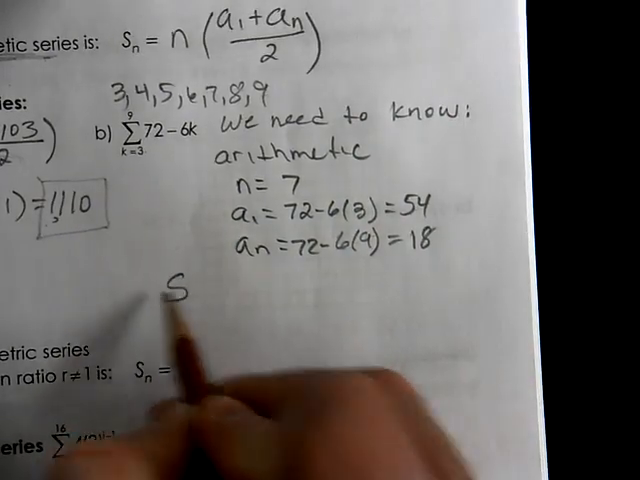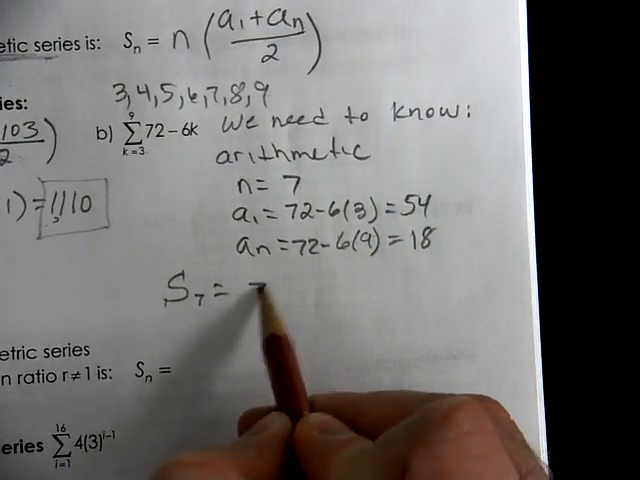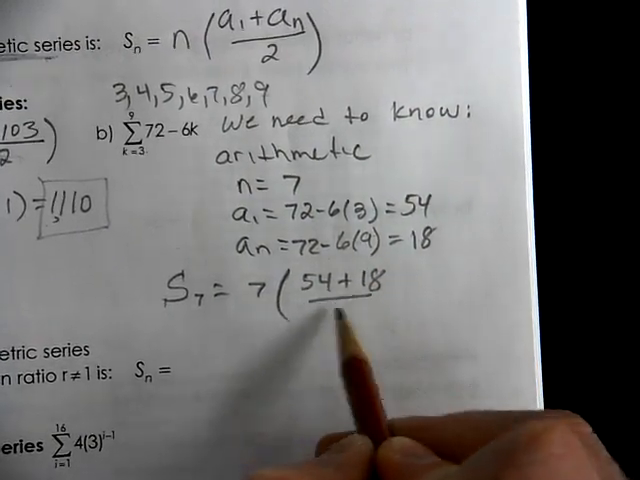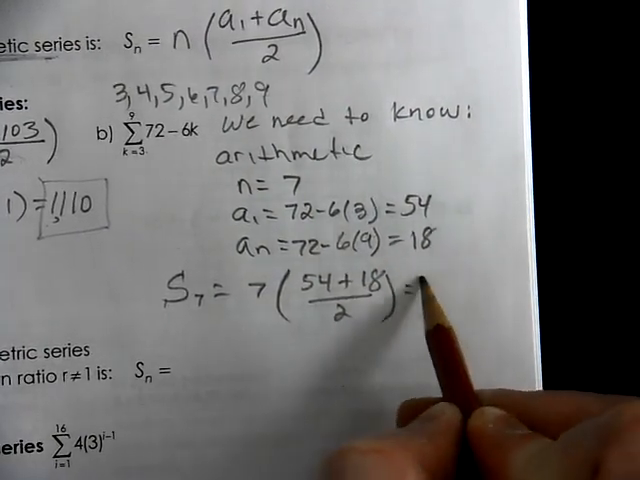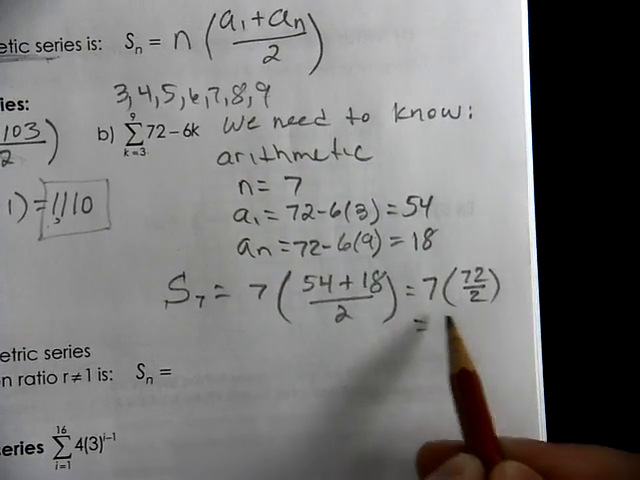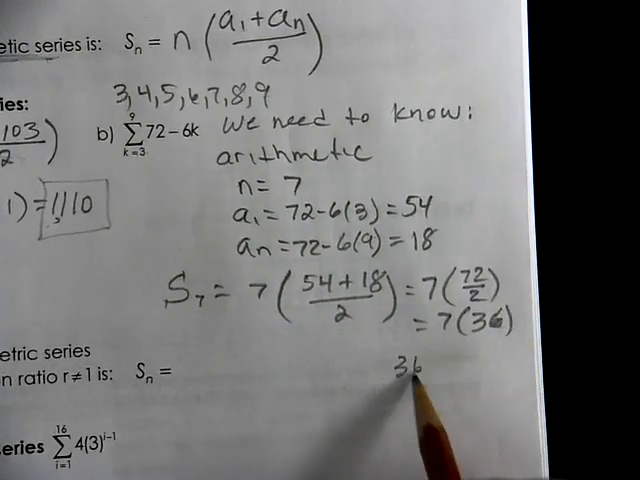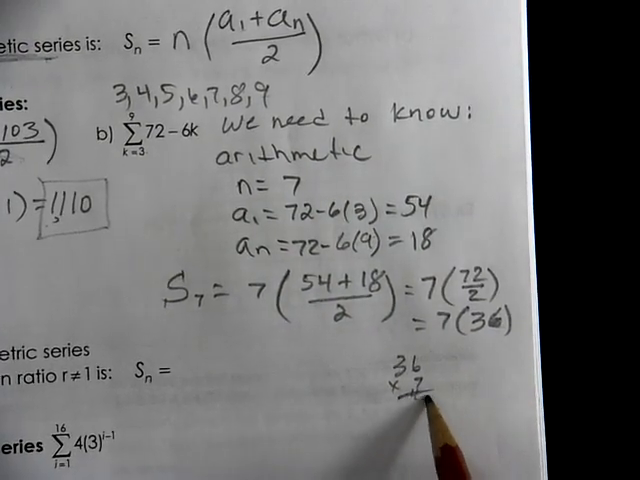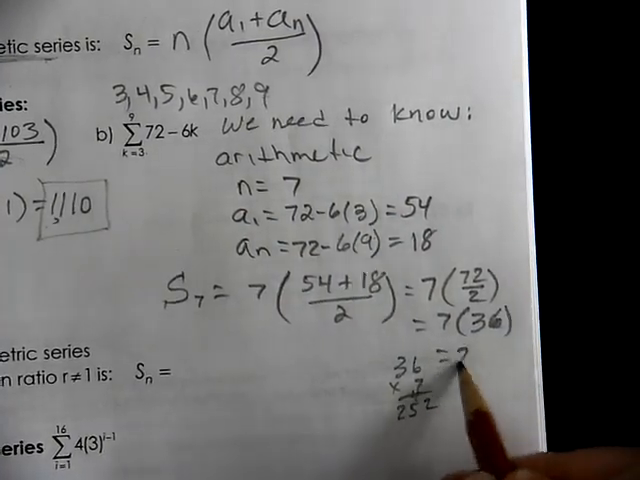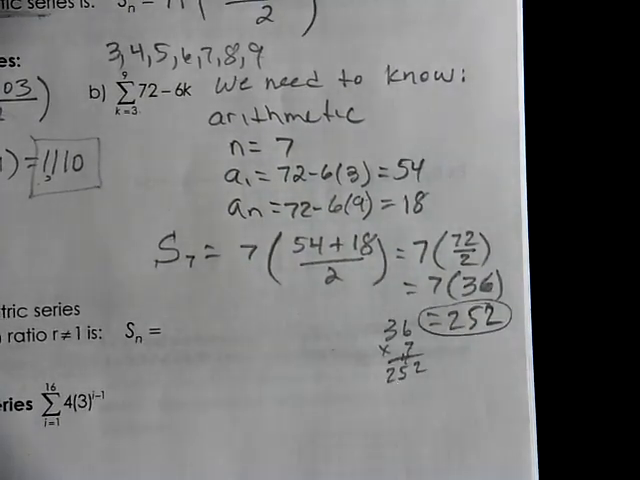So our total sum of our 7 terms is the number of terms times the first term plus the last term divided by 2. That's 7 times 72 divided by 2. 7 times 36. If we have 36 times 7, that would be 42. 21 and 4 is 25, so 252 is the sum of our first 7 terms.